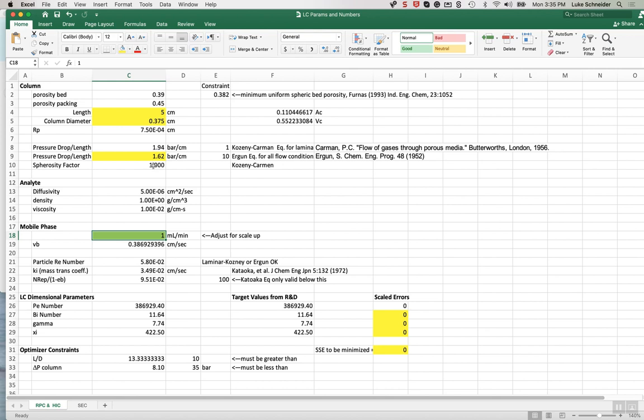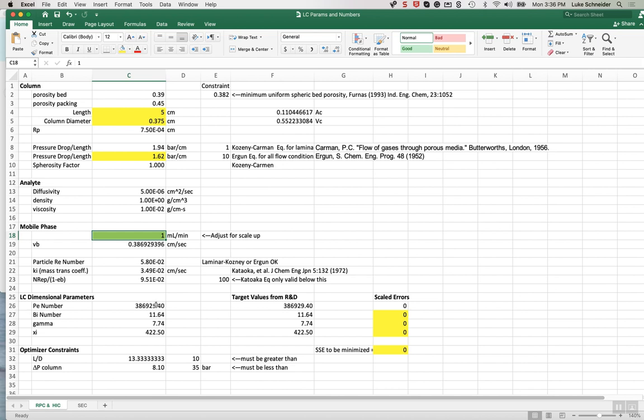With this sphericity factor, I could actually make these two agree if I picked the right sphericity factor. With all of these parameters that I've got for my column and my flow rate, I know this separation worked at the laboratory scale.